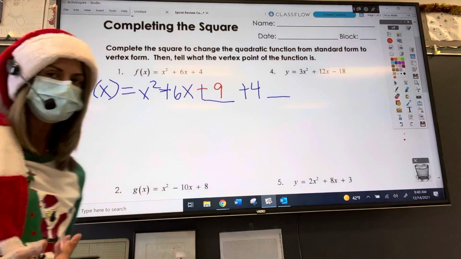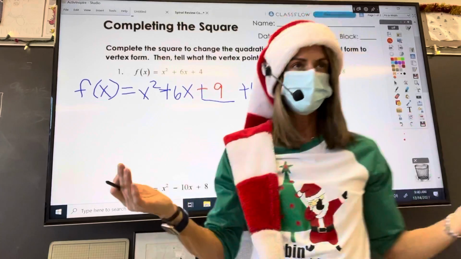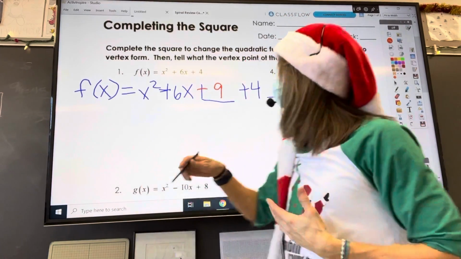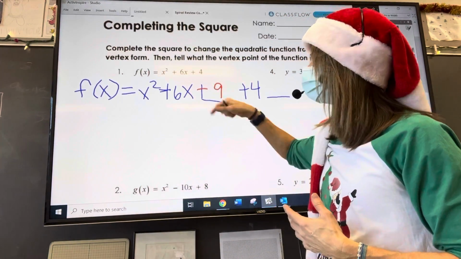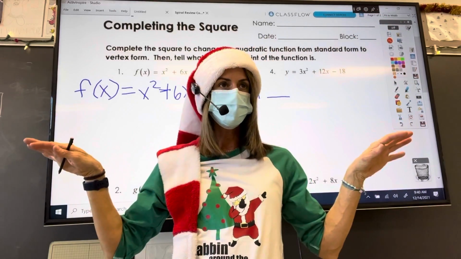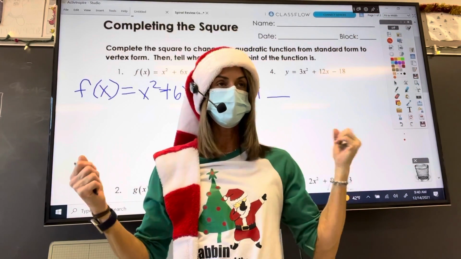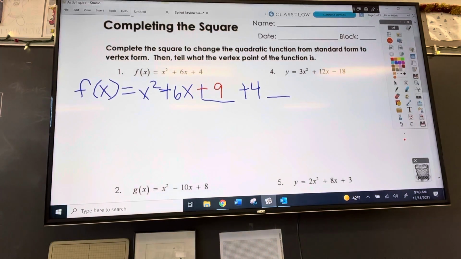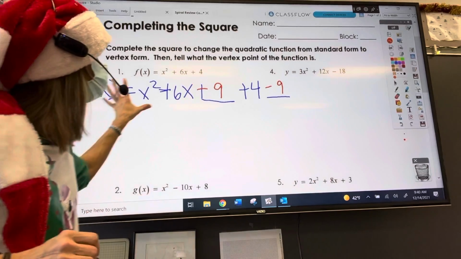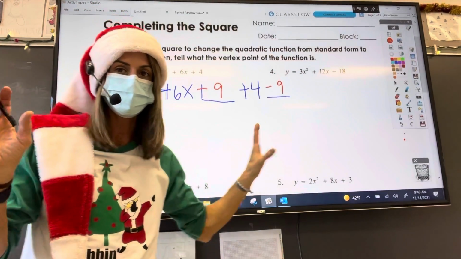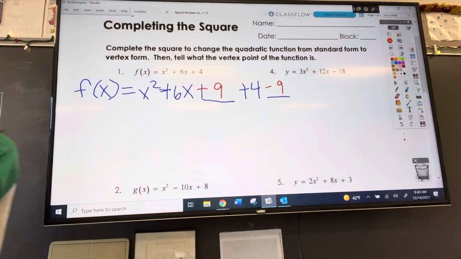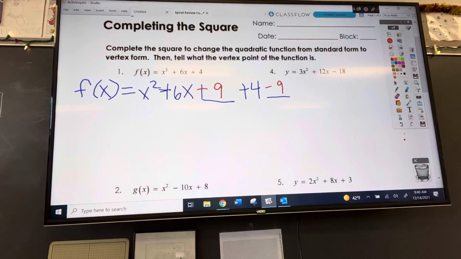Now, before we continue, we have an equation, and it's balanced, right? We just changed it by adding 9. So in order to keep it balanced, we're also going to have to subtract 9 on the same side of the equation. So after the 4, I'm going to subtract 9. Now it's completely balanced. We haven't changed the value at all. But now we can rewrite this in a different color.